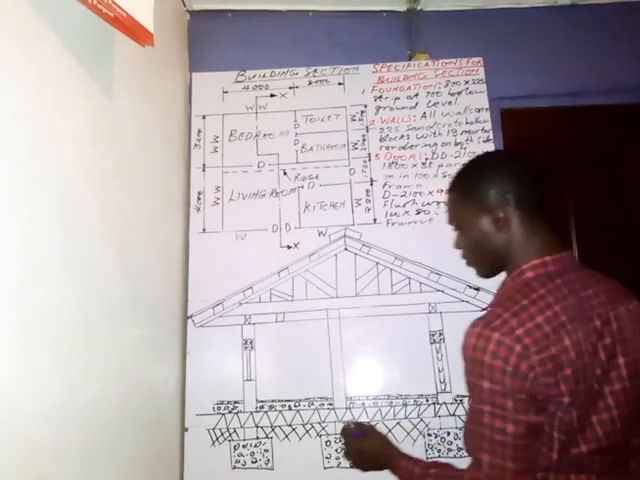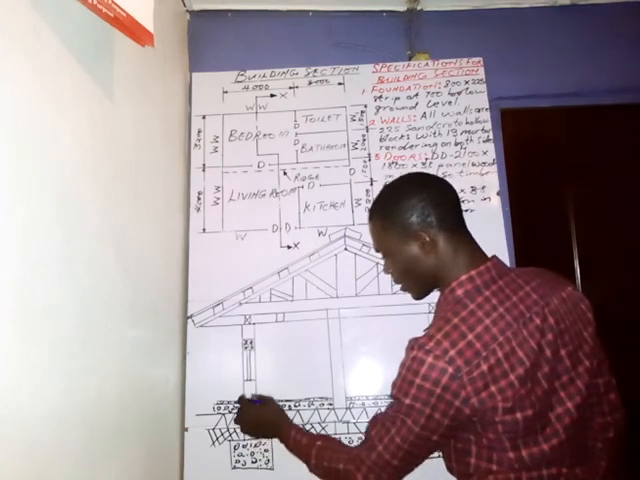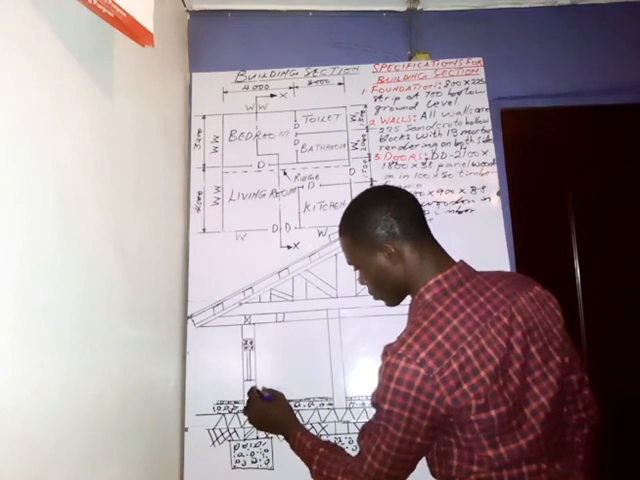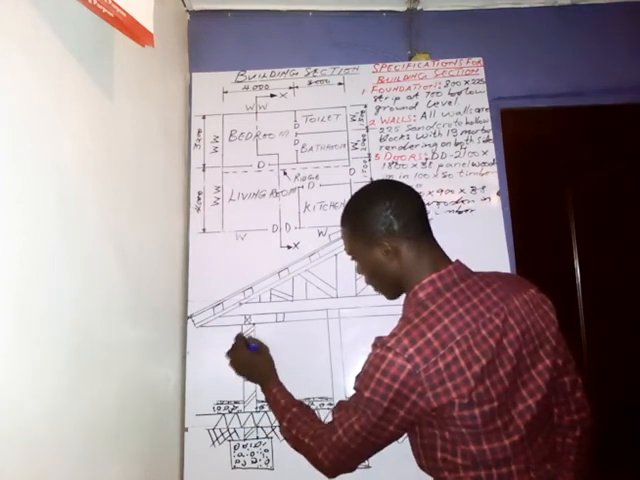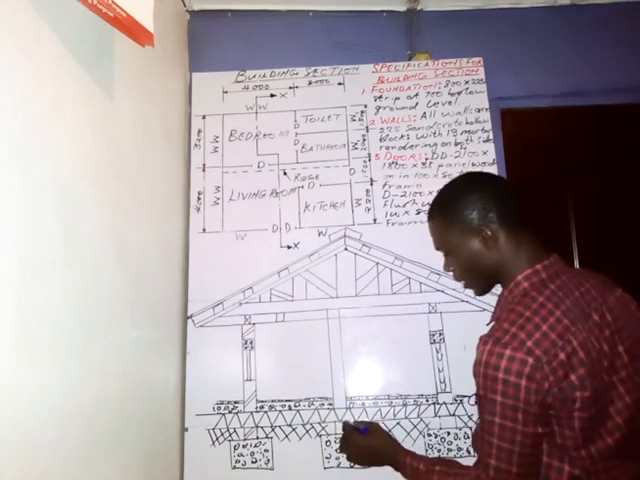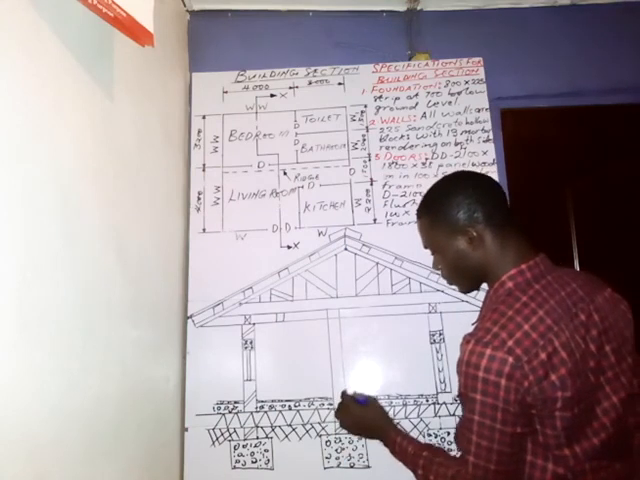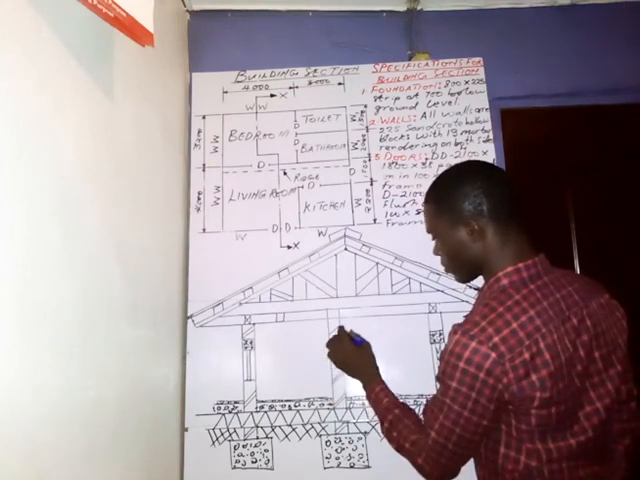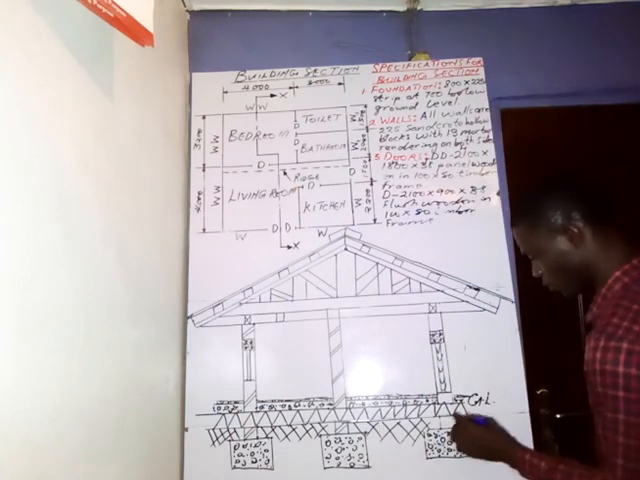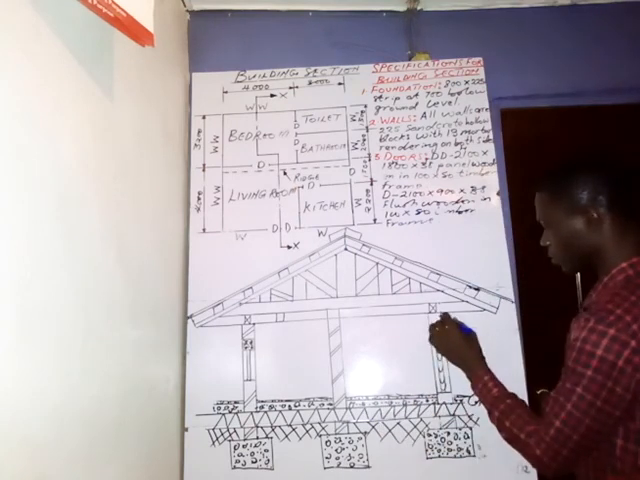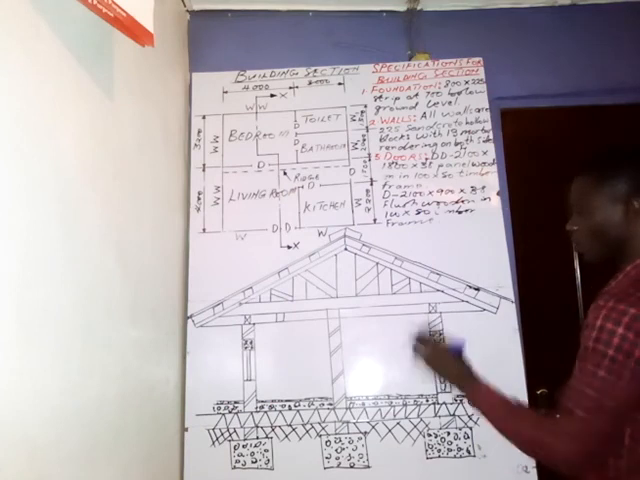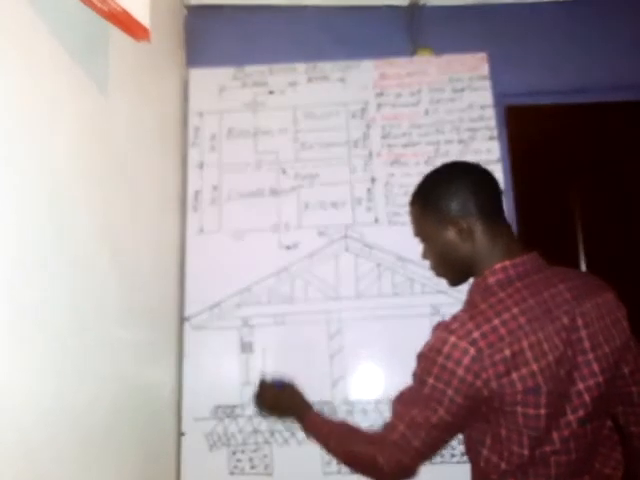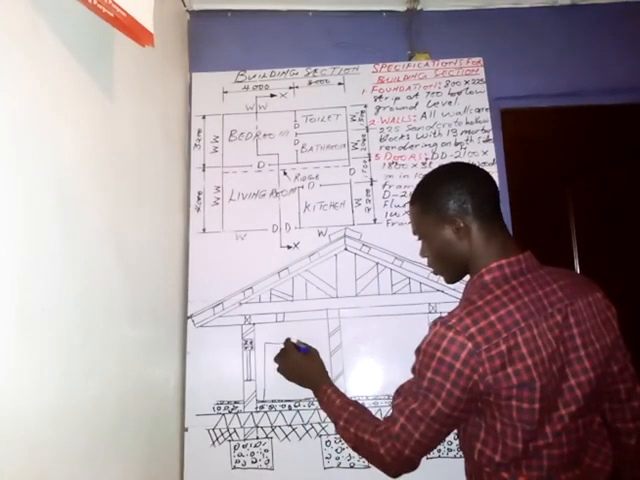The next thing is to show that this is a wall. So I'm showing it there, that here is a wall. I also need to show it here that this is a wall. All right, the next thing I'm going to show, we have these two doors, so we need to draw them here.